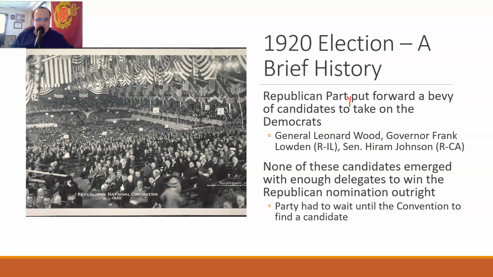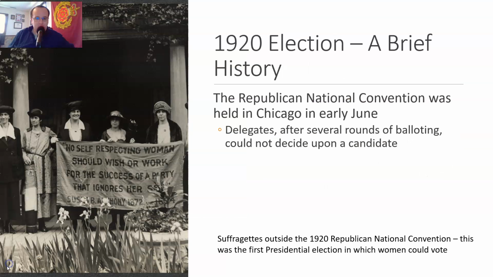And the Republican Party had to wait until the convention to define a candidate. So the primaries failed to produce a clear winner. The party bosses couldn't decide, so they said, let's just wait until the convention. So they waited until the convention. The convention was held in early June of 1920, and women had finally gotten the right to vote.